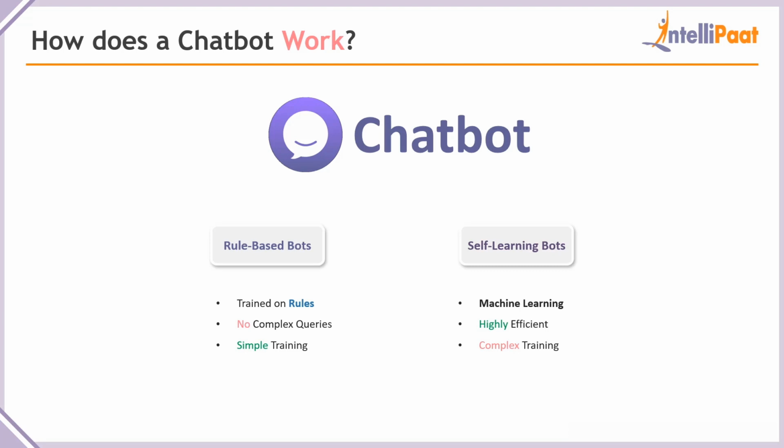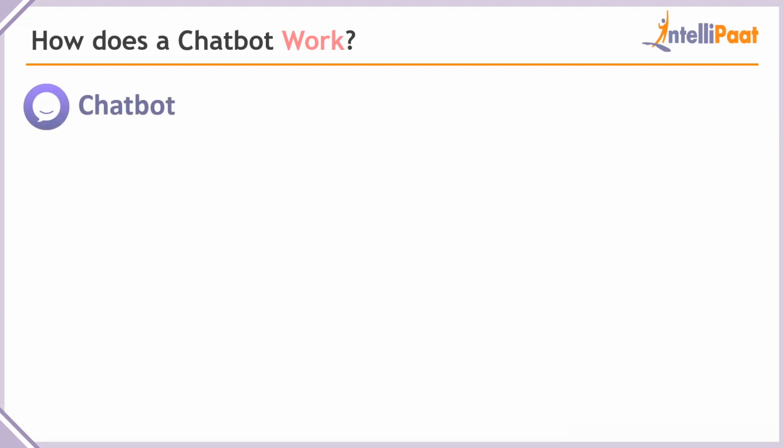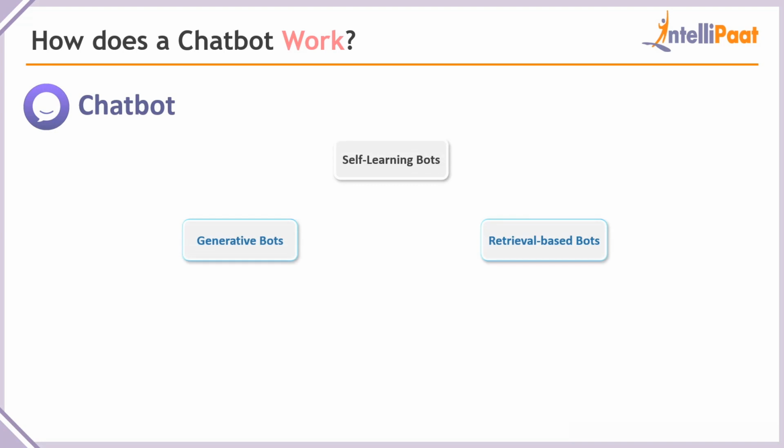So these two are the basic types of bots which we work with in today's world. But when we have to talk about self-learning bots a bit, because when you're talking about artificial intelligence and machine learning, there are two more types of self-learning bots. They're called generative bots and retrieval-based bots. So let me talk about generative bots for a second here, and it's going to give you an answer.